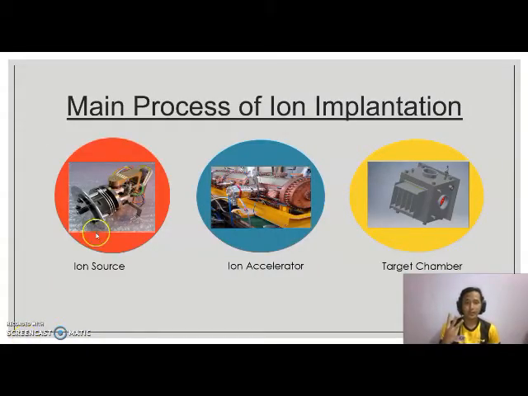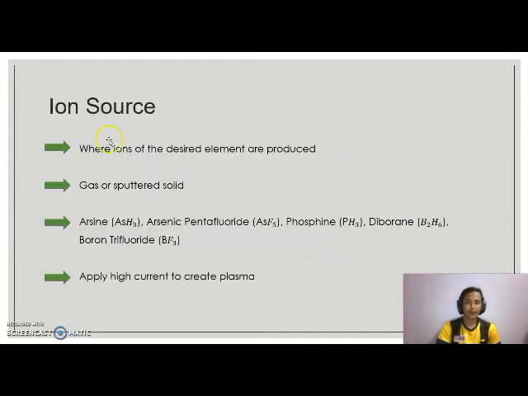There are three main parts of ion implantation. The first one is the ion source, the second is the ion accelerator, and the third is the target chamber. The ion source is where ions of the desired element are produced. It can be a gas or sputtered solid, for example arsine, arsenic pentafluoride, phosphine, diborane, boron trifluoride, and many more. It applies a high current to create plasma.